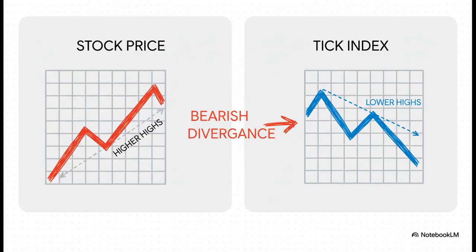And you guessed it, this works on the downside too. Bearish divergence is the opposite. This time, the stock looks amazing, pushing to new highs. But when you check the tick index, its peaks are getting lower. That's a huge warning sign that the momentum driving that rally is fading across the broader market. The rally might be running on fumes.